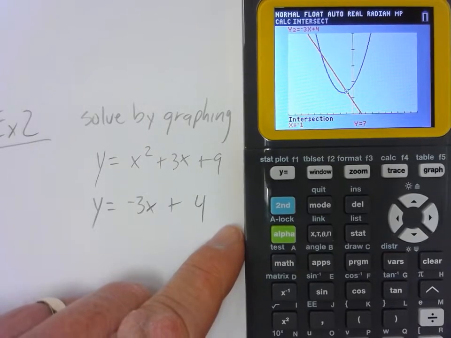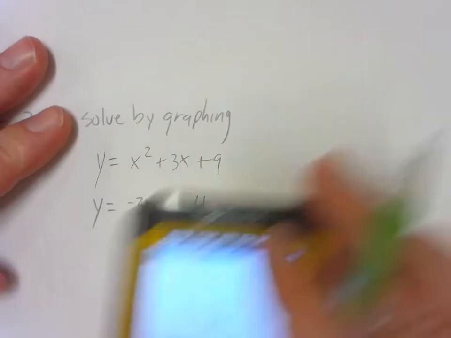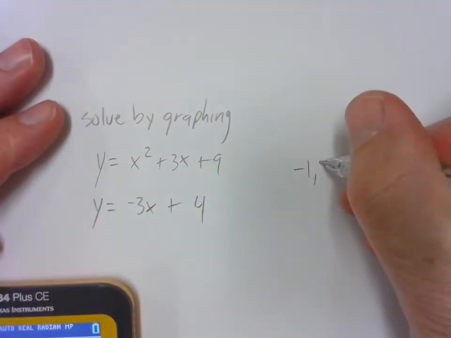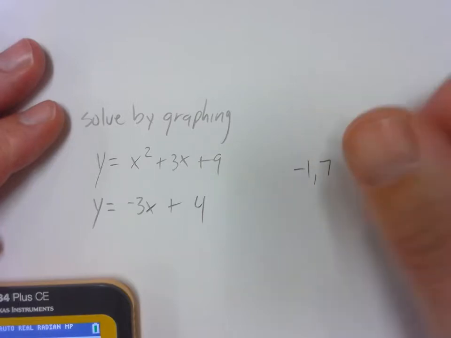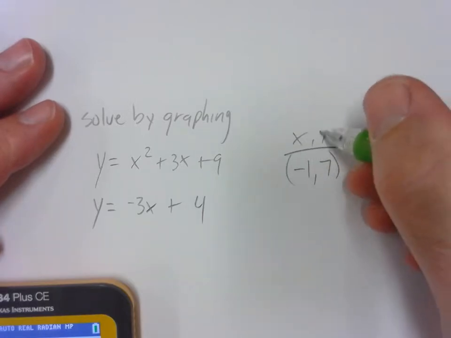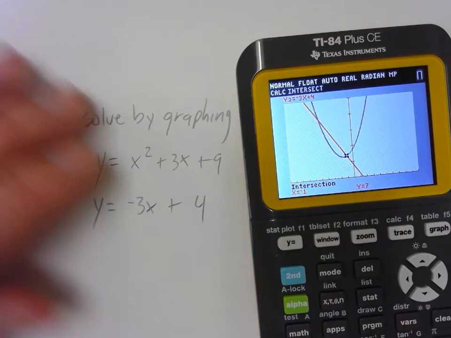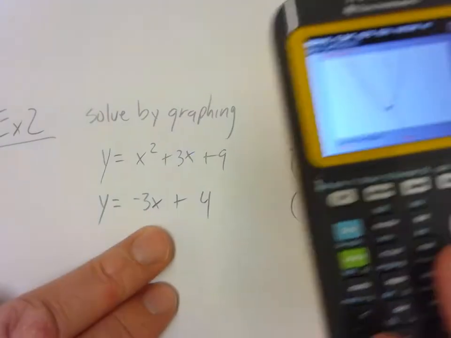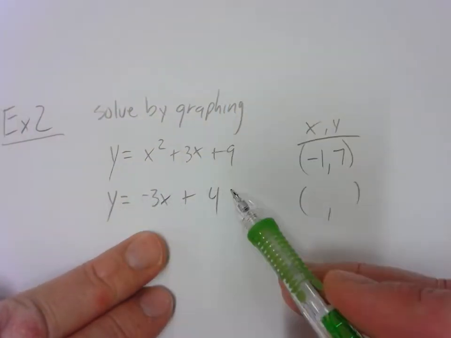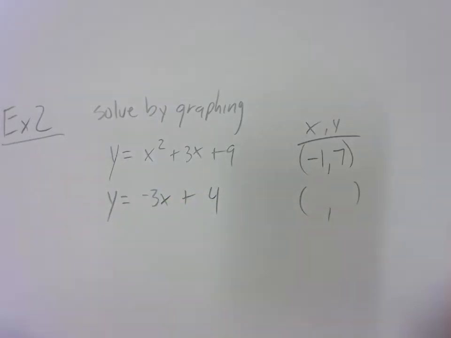Negative 1, 7. So negative 1 comma 7 is one of the solutions to this. It would be my first solution for x, y. And then my next solution is this other point over here. So I guess what's happening here is if I put negative 1 in here, I would get 7 back. And if I put negative 1 here, I'd also get 7 back. So it's the common point between the two.